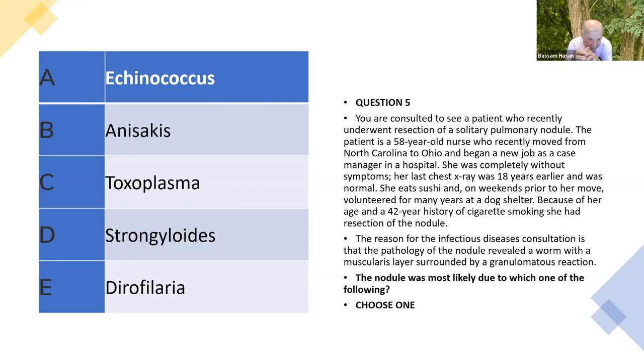Echinococcus is a cyst. Probably you see more cases than we see here. Muscular layers surrounded by granulomatous reaction. If you talk about Echinococcus, they will tell you that the daughter cyst has a different pathological finding. D, Strongyloides? No.